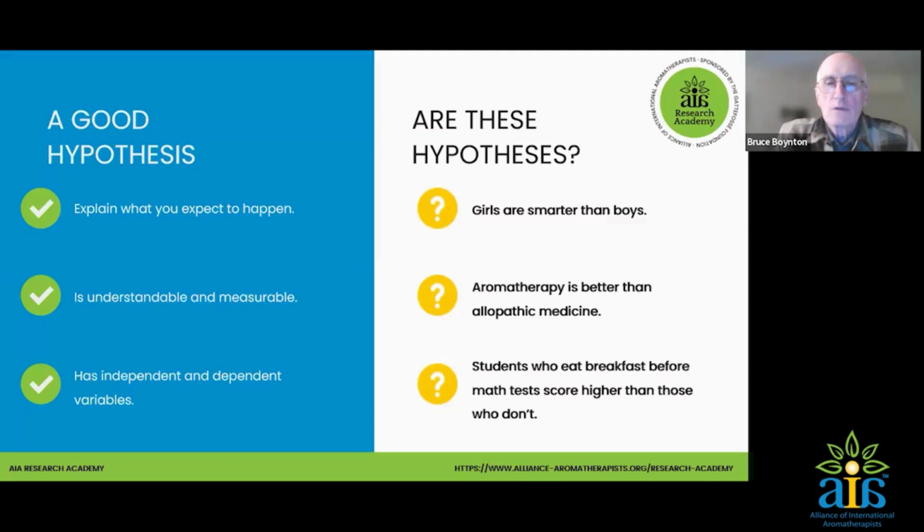What about this one? Students who eat breakfast before math tests score higher than those who don't. Well, that's a good hypothesis. We can measure it. We can ask who ate breakfast or who didn't eat breakfast. We have the math test scores, which are obviously measurable, and they can be compared with the students who didn't eat breakfast before the math test. So that's a good hypothesis. The top two, not so good.